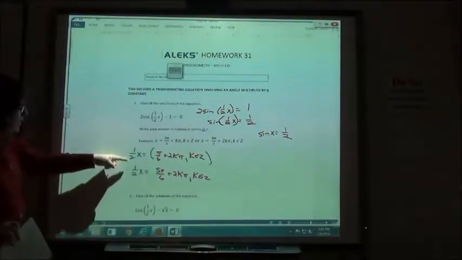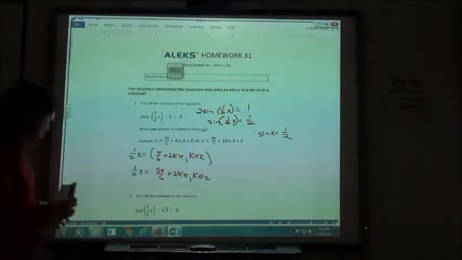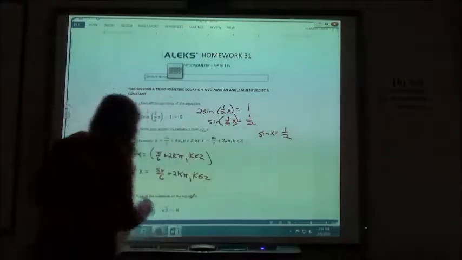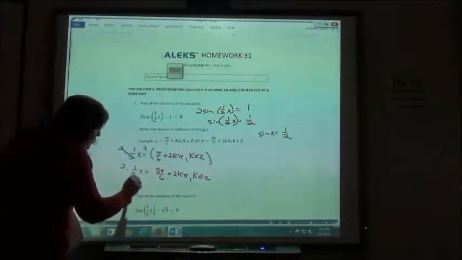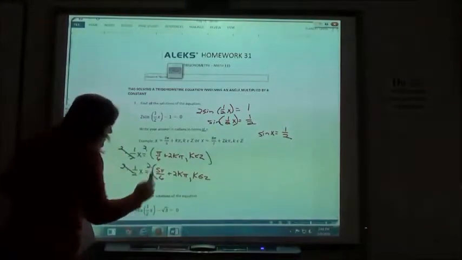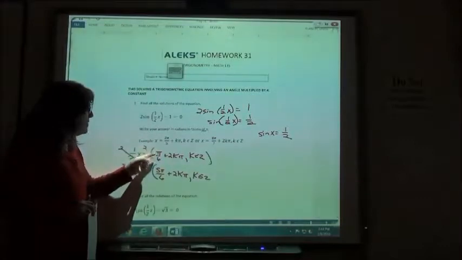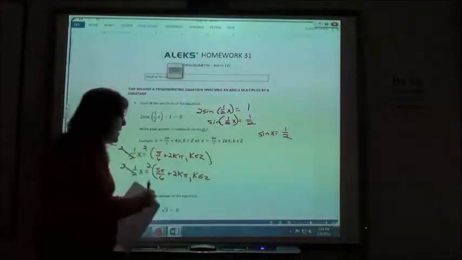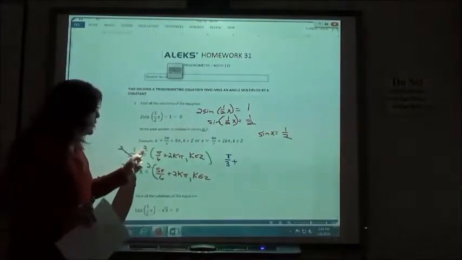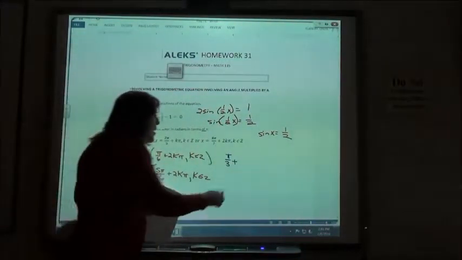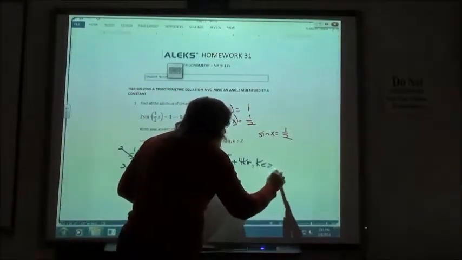And so what we need to do to solve these is multiply by the 2 to get the x by itself. So we're going to times 2, same thing down here, times by our 2. So when we times by 2, 2 times pi over 6 would be pi over 3, plus 2 times 2k pi would be 4k pi, with k being an element of z.